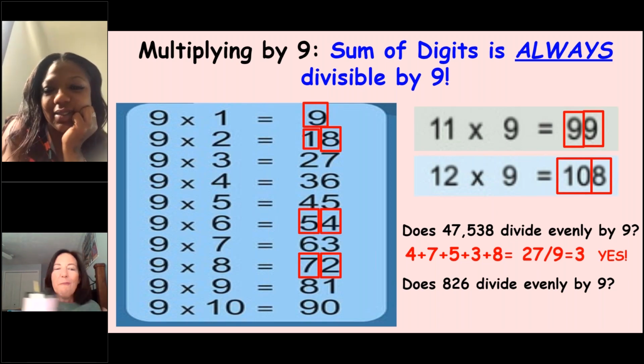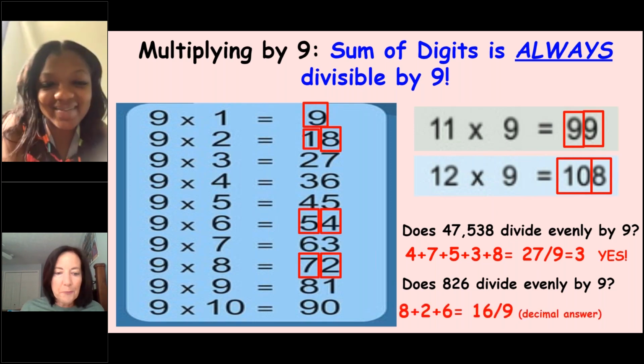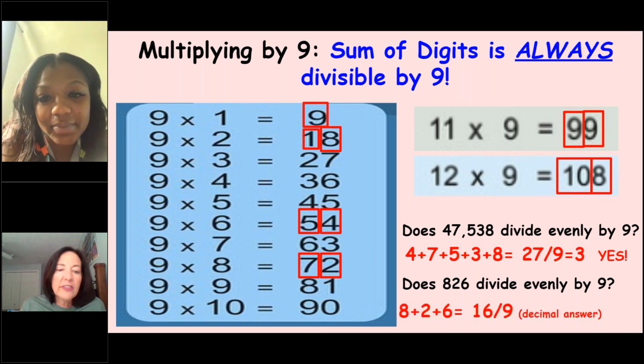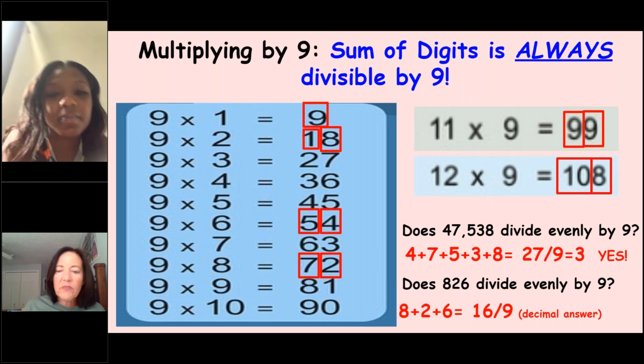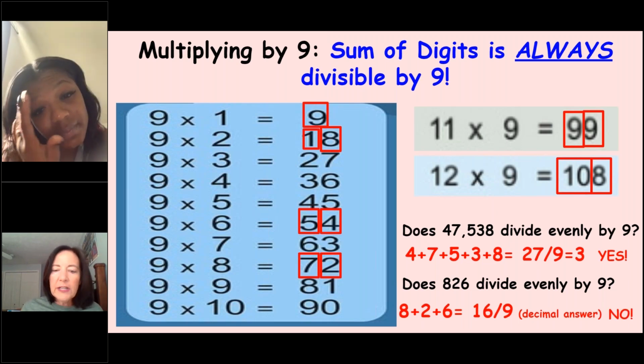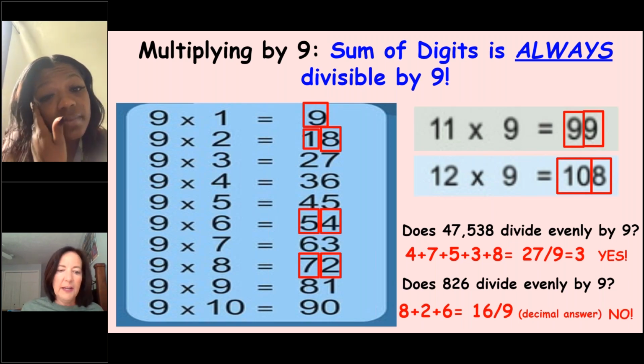No, it doesn't. Because we don't even have to know what the decimal answer is. But 8 plus 2 plus 6 is 16. We know that doesn't divide. There's going to be a decimal if we do it. So no, 826 is not divisible by 9.